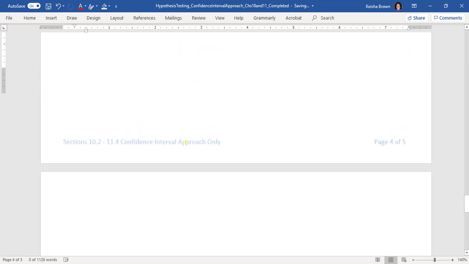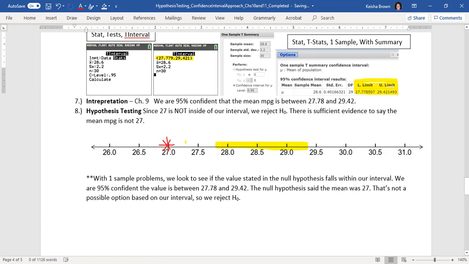That is our review of the confidence interval approach, covering chapter 10, which was on one sample, and chapter 11 on two samples. Send me an email if you have any questions.